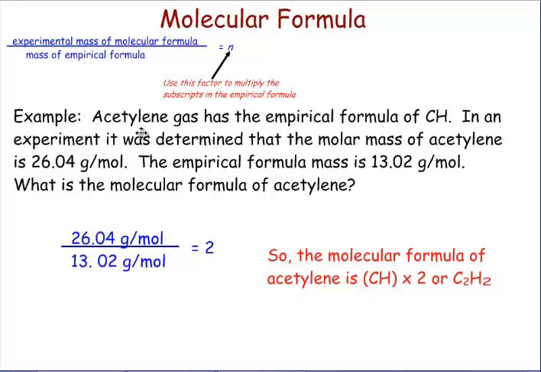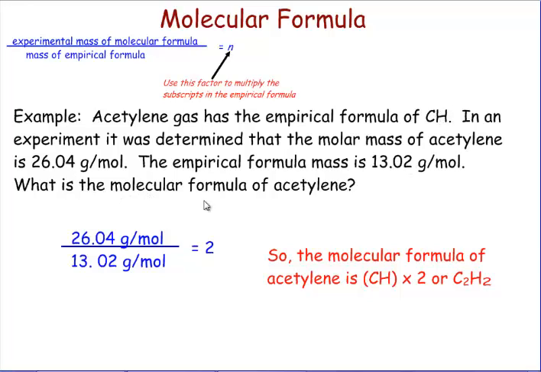So let's take a common gas used in welding, acetylene gas. It has the empirical formula of CH. So someone went into the lab, and in an experiment, it was determined that the molar mass of acetylene is 26.04 grams. The empirical formula mass is 13.02 grams. That comes from adding up 1 carbon plus 1 hydrogen from the empirical formula.